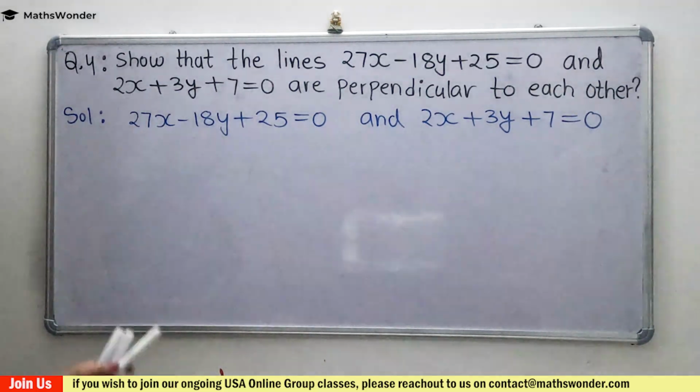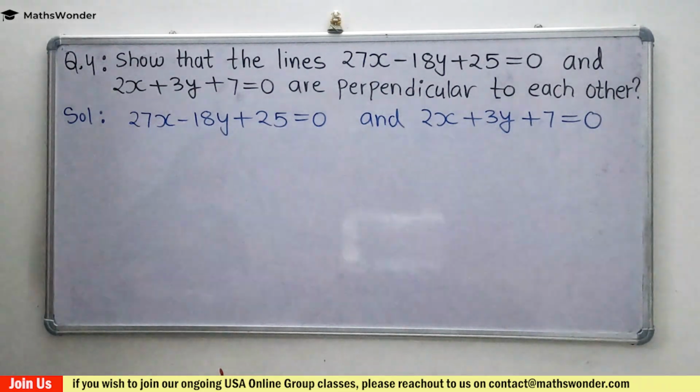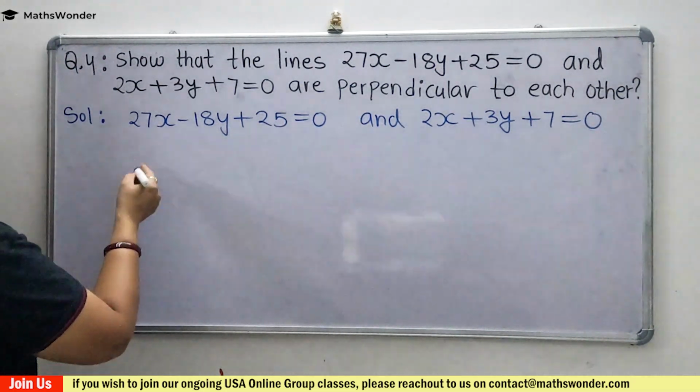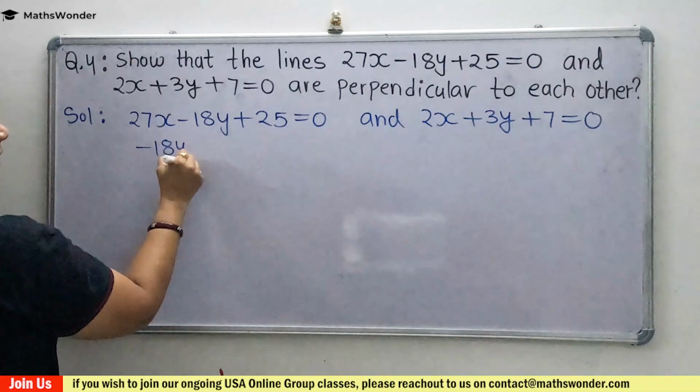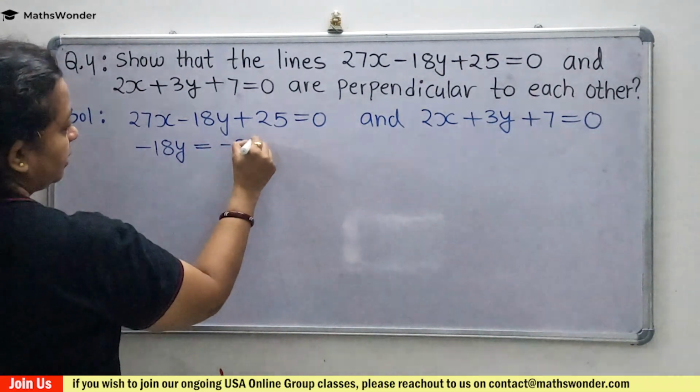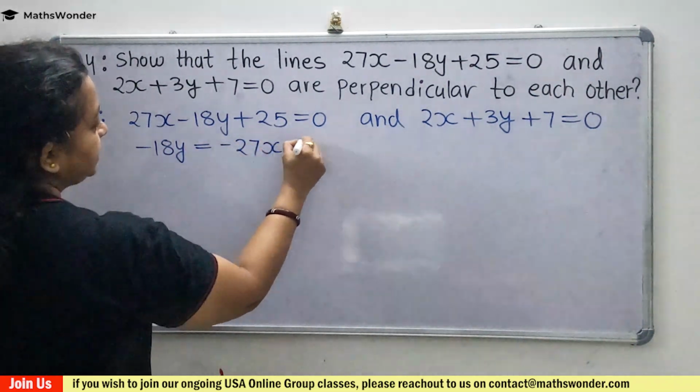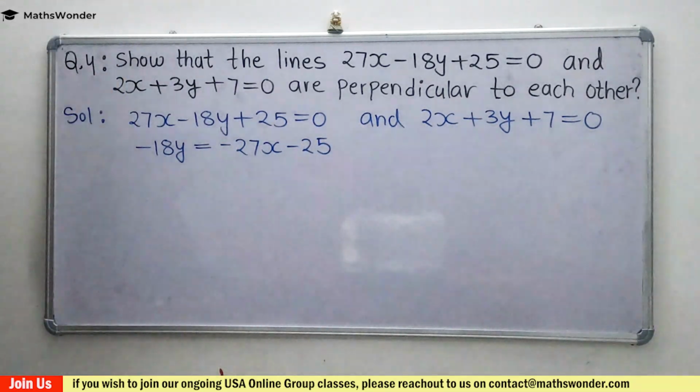This is the fourth example based on the topic. Show that the lines 27x negative 18y plus 25 is 0 and 2x plus 3y plus 7 is 0 are perpendicular to each other. Same technique will apply here. You will convert these two equations into y equals mx plus c. Okay. So how? Negative 18y is equal to negative 27x negative 25, right? Can we remove the negative sign from all, right?